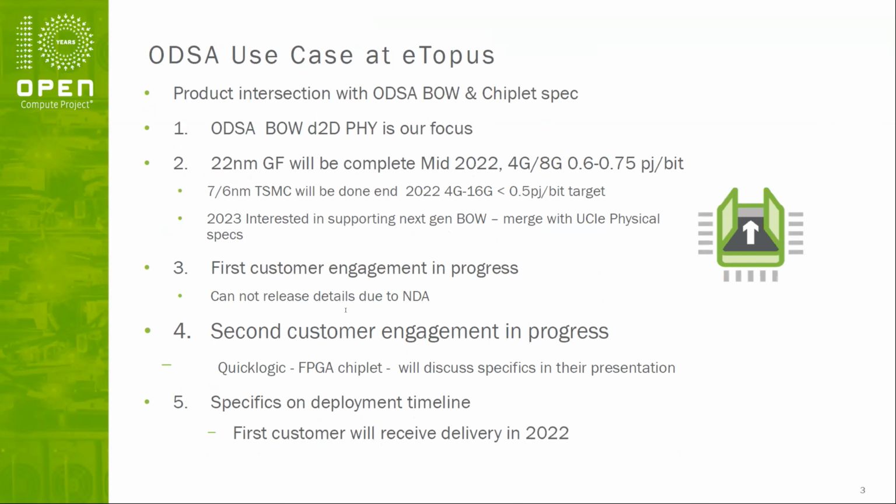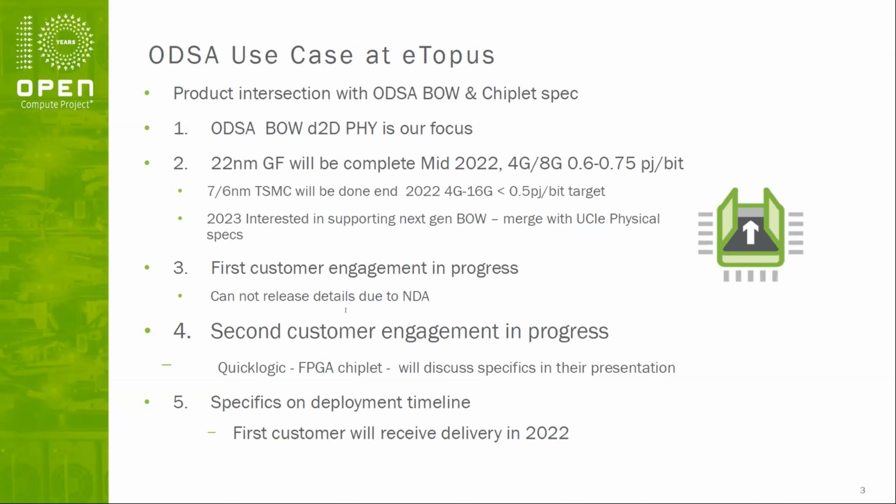So our use case is very targeted. We talk a little bit about our 22 nanometer product, which is the first node that we're working on. We're seeing initial targets of somewhere between 0.6 and 0.7 picojoules per bit. Obviously with 7/6, which will be available towards the end of this year, we'll be quite a bit below 0.5.